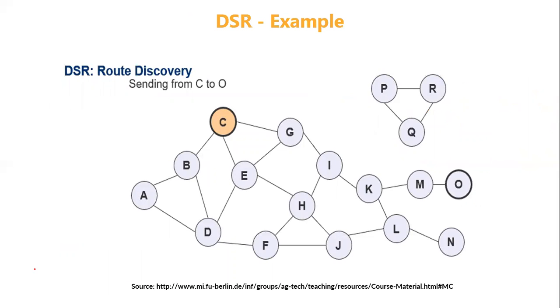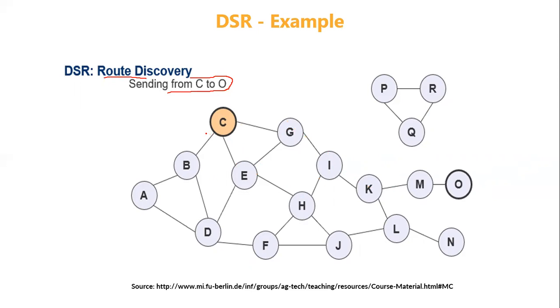Here is another example which shows graphically how the dynamic source routing algorithm works. Consider this graph as a network of ad hoc nodes. Say we want to identify the path from C to O. The node C wants to discover the path to O. Here we consider all links as symmetric links.